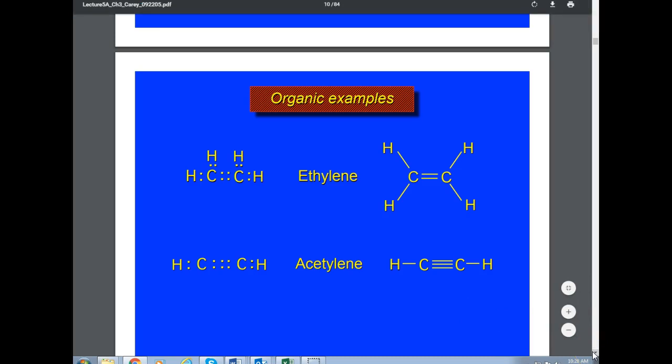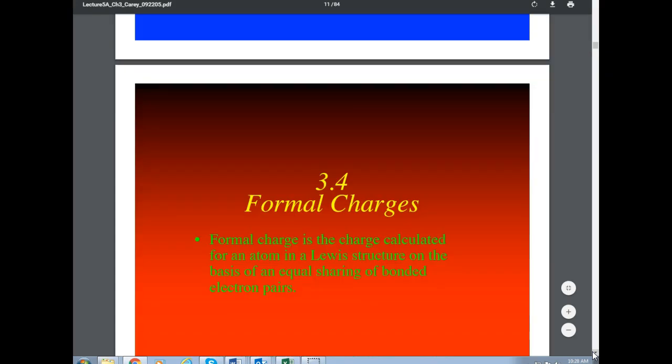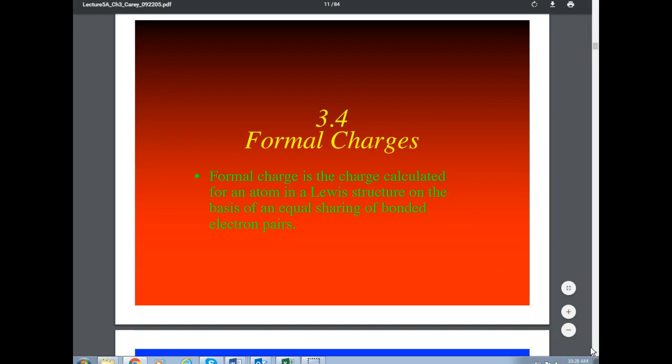And we can draw it with dots, and then later on we're going to draw it with lines like that. To see if we're getting the right Lewis dot structure, we have to do something called formal charges. It's a way to figure out where electrons are around an atom and whether that structure makes sense.